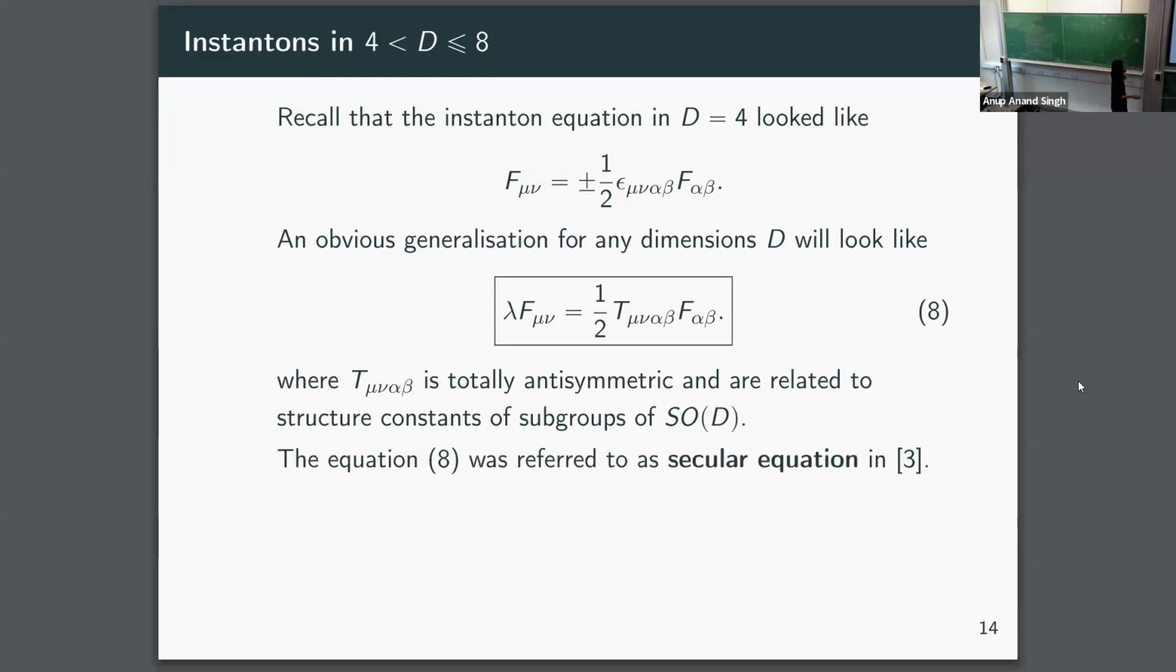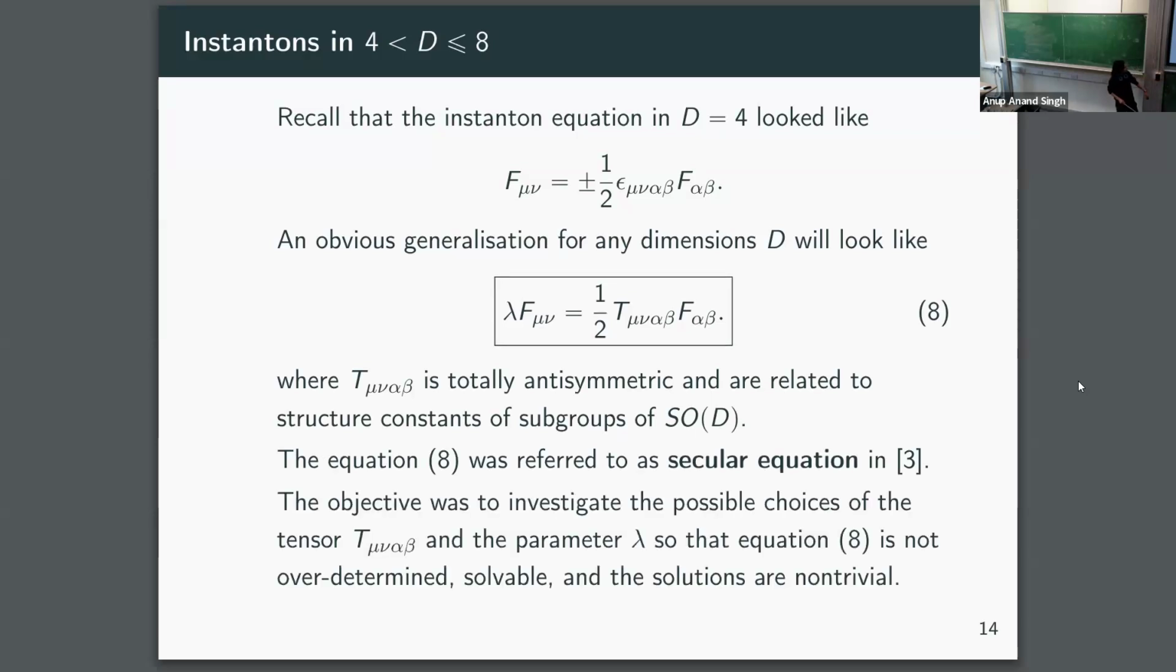And so they refer to this equation as the self-duality equation. And the objective is pretty clear. It's to investigate the possible choices of this lambda and these tensors, so that, you can clearly tell, these will give you a set of equations. To have these equations not over-determined, you can actually solve them, and the solution should be non-trivial.